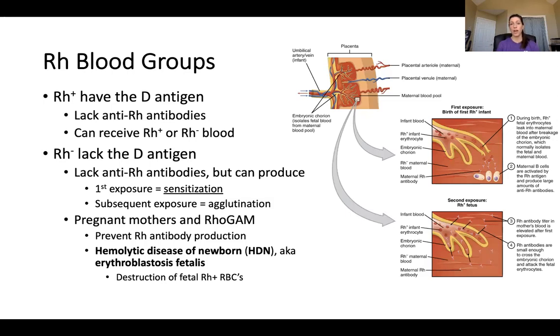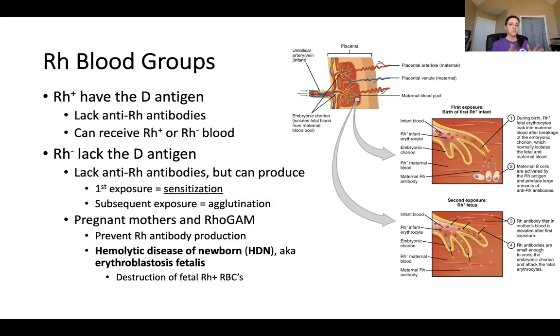So it works in the same way. It's again just a surface marker that you have or you don't have. If you have the marker, you don't need the antibody to that marker because it's self. So again, it's self or non-self. Now, if you're Rh negative, you don't have that antigen. You don't have the Rh antigen or the D antigen on the surface of your cells. So if you're exposed to that antigen, you will form antibodies to it.